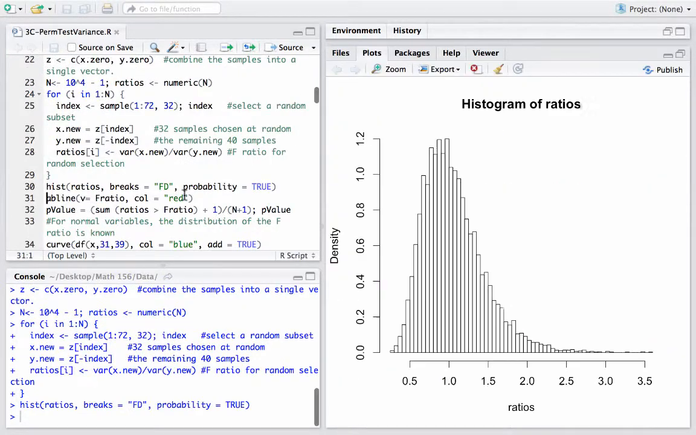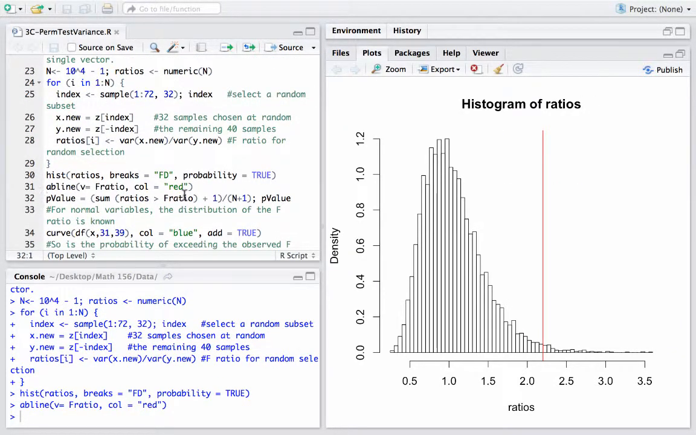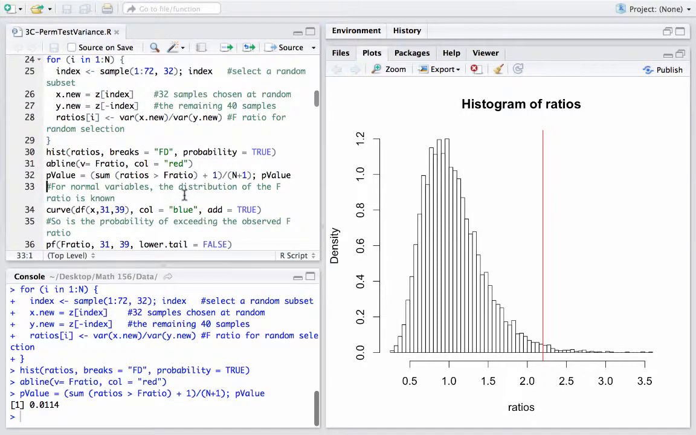We can make a histogram of the different statistics we get, and we can add the actual observation we had, and we can compute the resulting p-value, all of this very familiar code. And it looks like, yeah, significant at the 5% level. It's unlikely that these two samples came from distributions with the same variance, which checks out because we know they didn't.